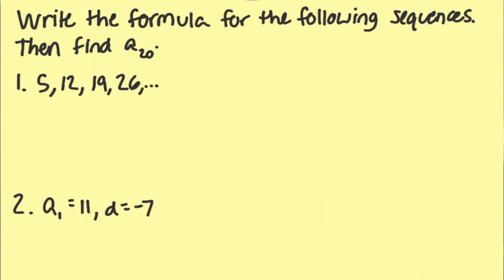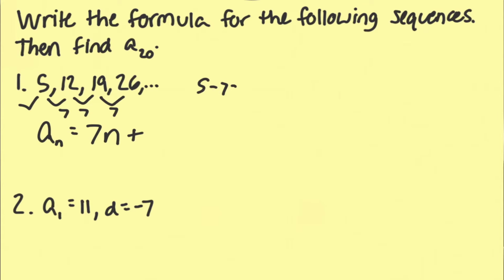Write the formula for the following sequences, then find a sub 20. We can write a sub n equals the common difference, which is going up by 7 every time, 7n plus your 0th term. So going back 7, 5 minus 7 is -2. So that 0th term would have been a -2. So we could write that as 7n minus 2.